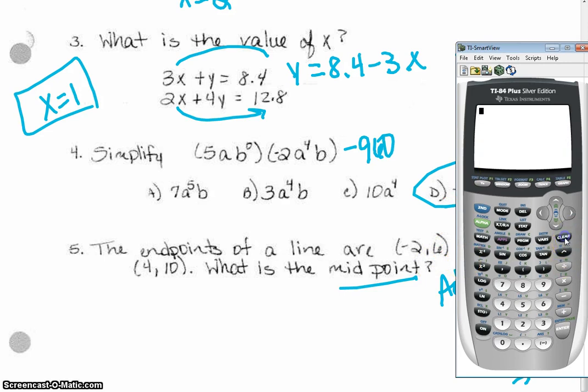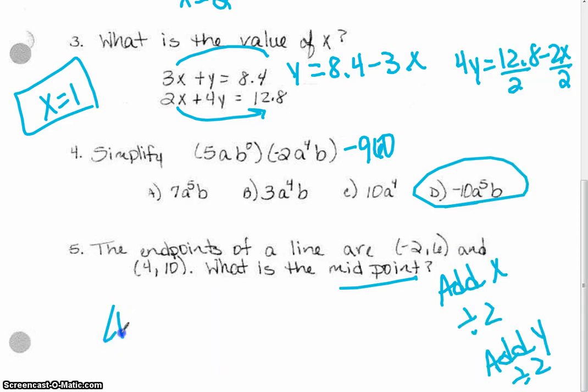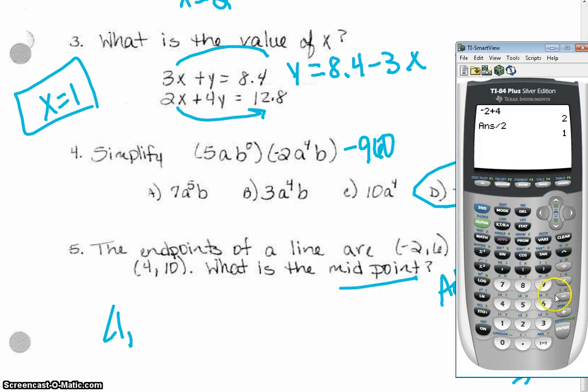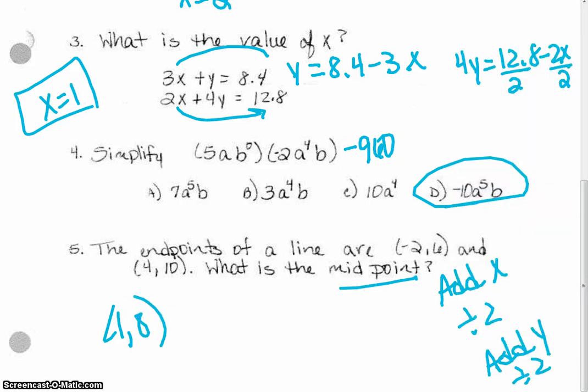So looking at your x's, you have a negative 2 plus a 4. Make sure you press enter and then divide by 2. So my x value is 1. And then you do the same thing for your y's. 6 plus 10, make sure you enter before you divide by 2, and 8. So 1, 8 is my midpoint.